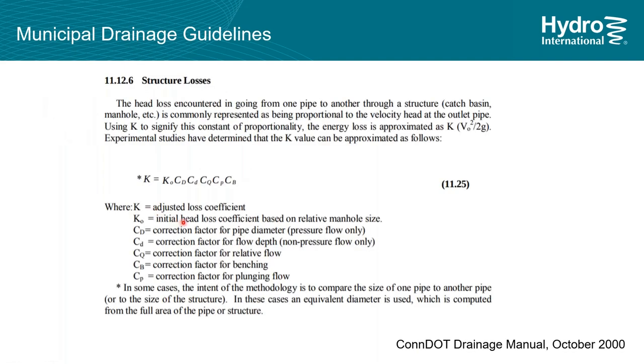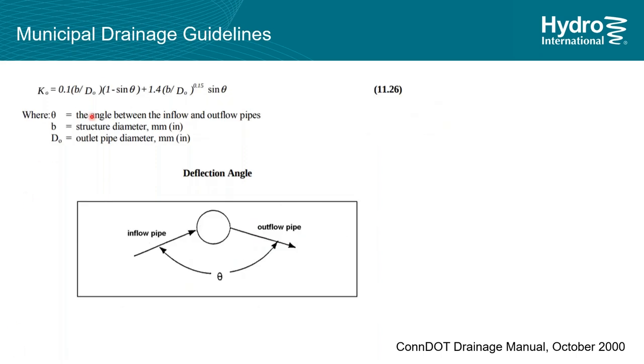So they're talking about here the initial head loss coefficient. And how do they define that? With this easy to use formula. And it looks like this because all of these numbers are empirically derived. Somebody went in, did a bunch of lab experiments, and then found a curve that they could fit to it that generalized the results. In this case, it's based on the angle between the pipes. So pipes that are straight in and straight out are going to have a lower K value than something that takes a steep turn. And then the ratio of the outlet pipe to the structure diameter. And that's how you get the K value for this unit. This is the way the Connecticut DOT manual does it.